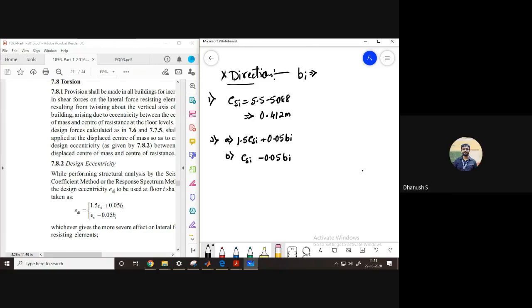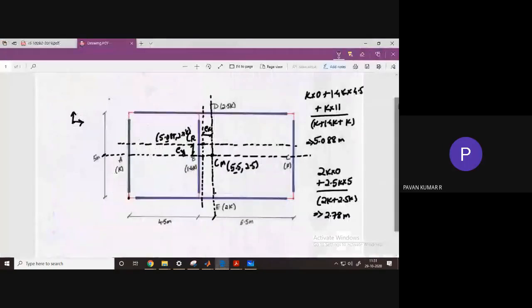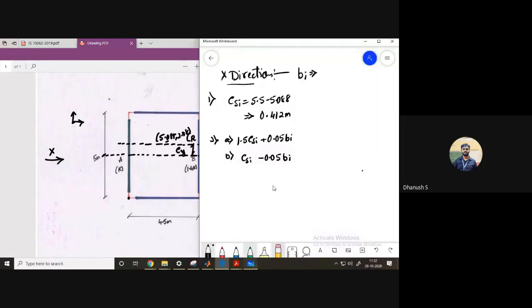So if my force is acting along x direction, what was my building dimension perpendicular to it? 5 meters. Okay, in x direction, perpendicular it is 5 meters. So take BI as 5 meters and calculate. How much do you get?